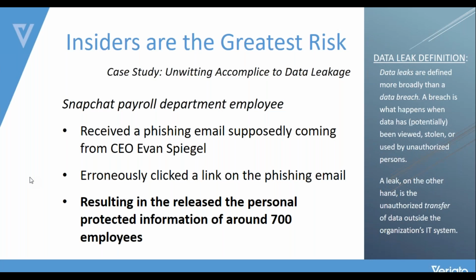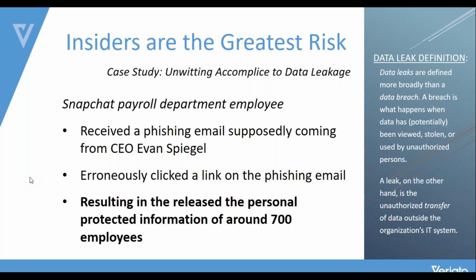I'll go through the slide first, and I'll give you some background. They say the employee received a phishing email supposedly coming from the CEO, Evan Spiegel. They erroneously clicked a link on the phishing email, resulting in the release of personal protected information of around 700 employees. So let's look at this. This payroll employee was tricked into emailing sensitive data of those 700 current employees, and that included their names, their social security numbers, their wage data, and things like that.